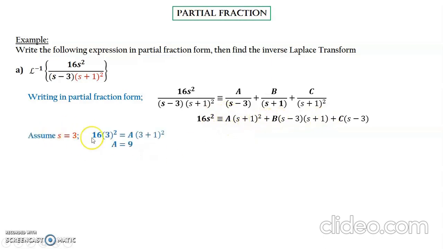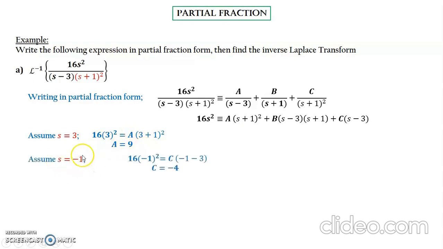So, first of all, you assume s sama juga dengan 3. So, ganti s sama dengan 3. You ada 16 multiply with 3 kuasa 2 sama juga dengan a, s tambah 1 you dapat 4 kuasa 2. Okay, untuk case ni bila s sama juga dengan 3, this thing boleh cancel and this thing juga boleh cancel. So that's why you dapat a sama juga dengan 9.